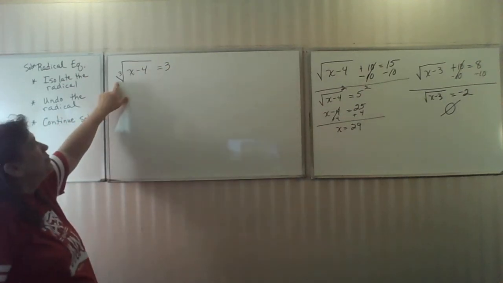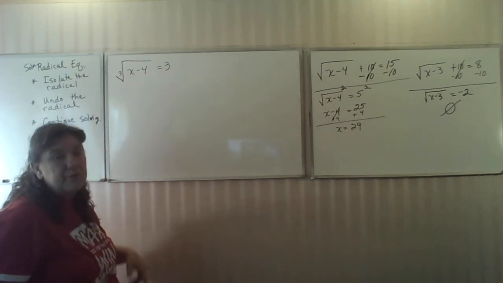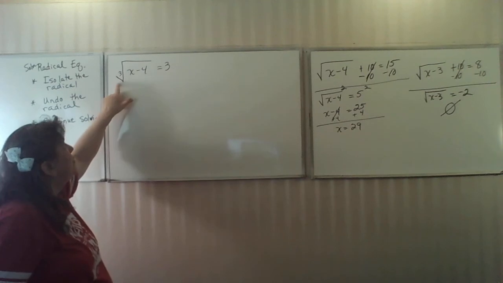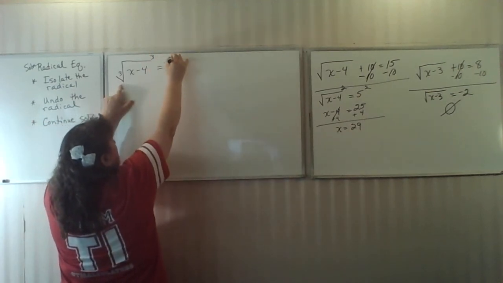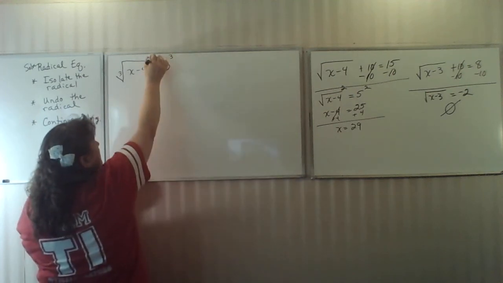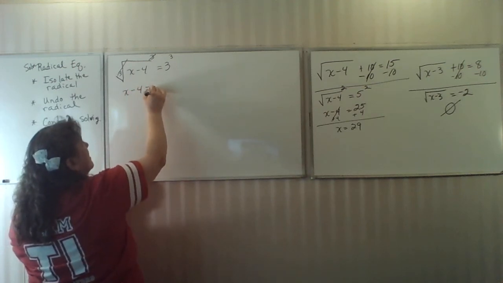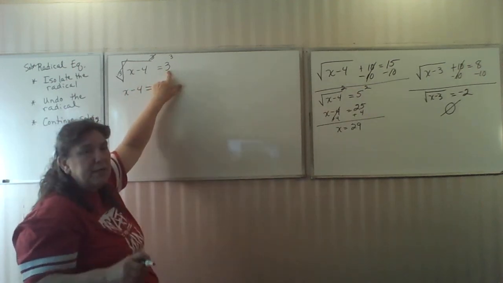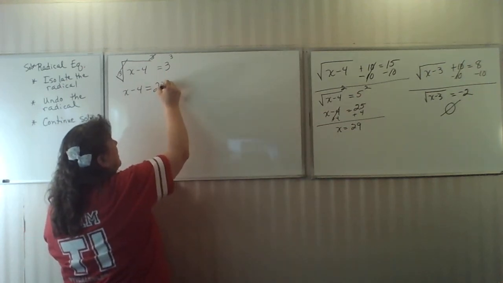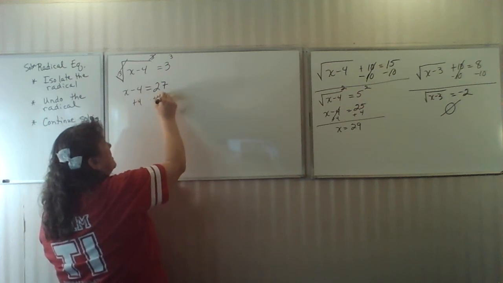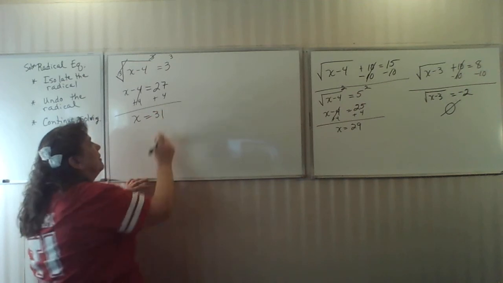I have the cubed root of x minus 4 is equal to 3. So the first thing we have to do is undo that cubed root. Remember at the beginning I said a cubed root and a cube undo each other? So I'm going to cube both sides, and that's going to leave me with x minus 4 is equal to 3 cubed, which is 3 times 3 times 3, which is 27. And now we will add 4 to both sides, and we end up with x is equal to 31.